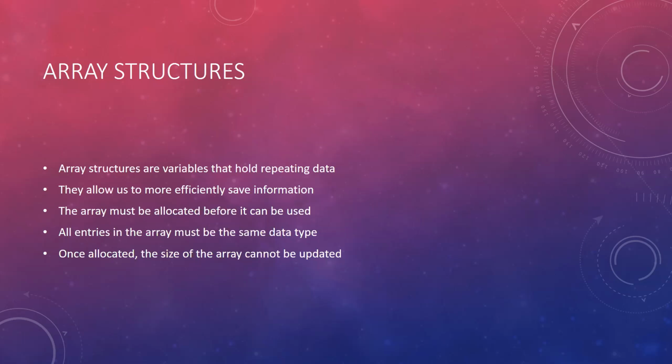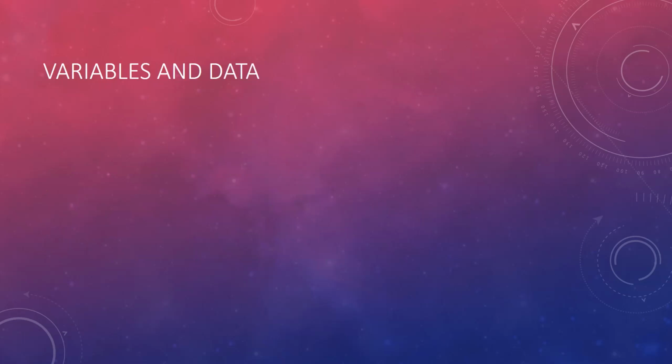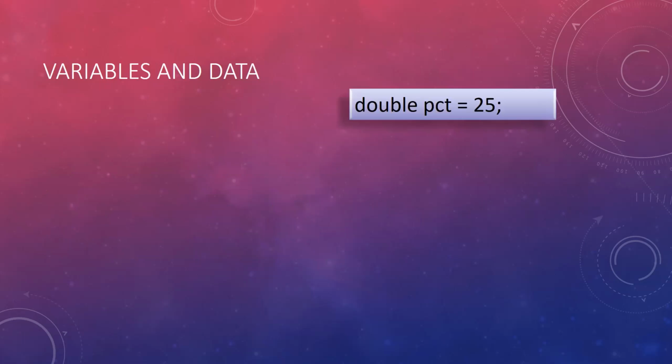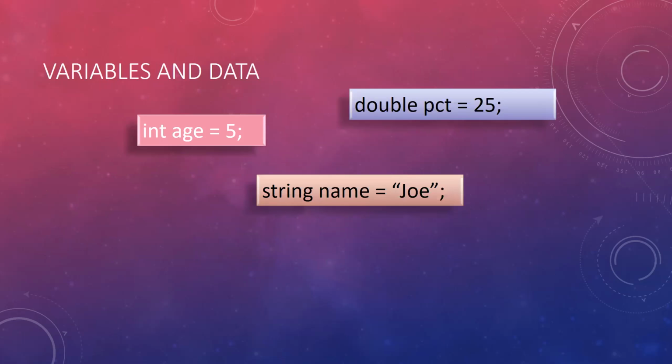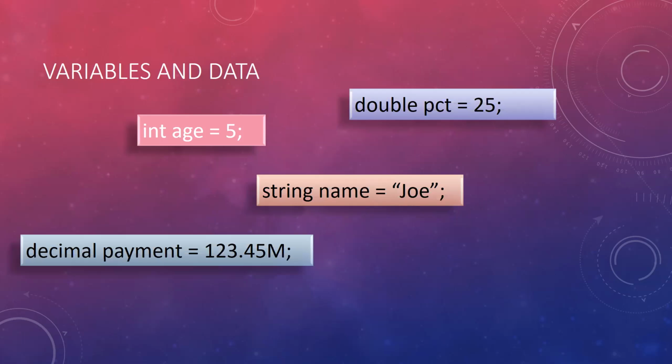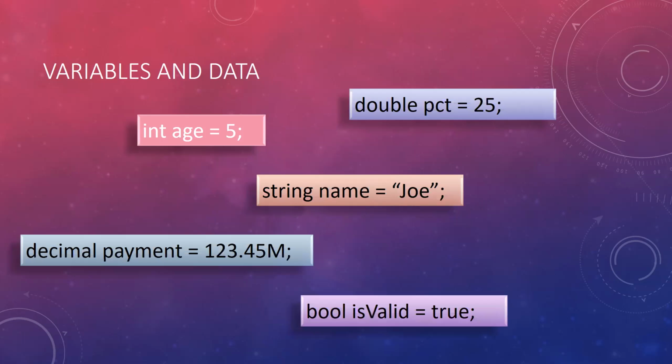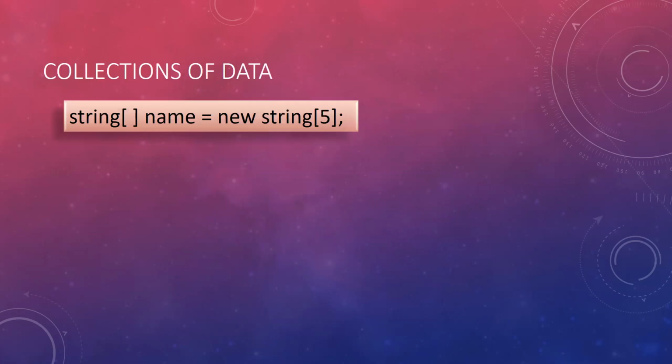Once my array is allocated, the size can't change. So I could allocate a new one, copy everything to it, get rid of the old one, but I can't change the size dynamically. So let's think about some variables when we're working with C#. We've seen all sorts. We could have a double that holds a percent, an integer that holds age, a string that holds a name, a decimal variable with an initial value, and a Boolean. So all of our different data types could be set up as collections.